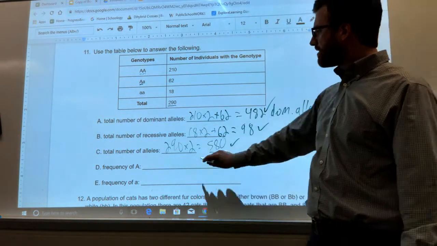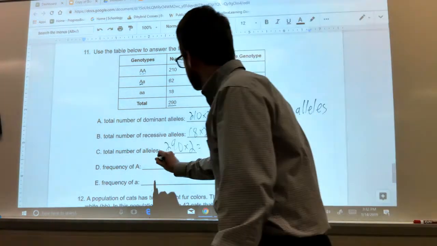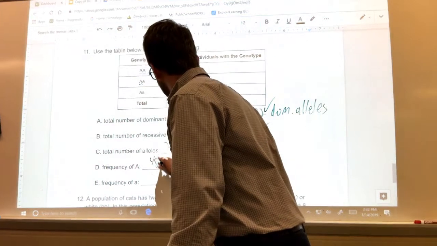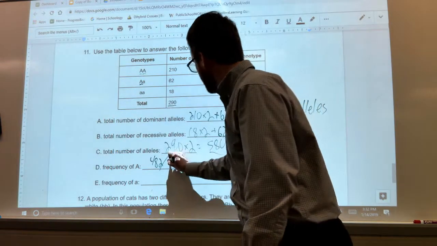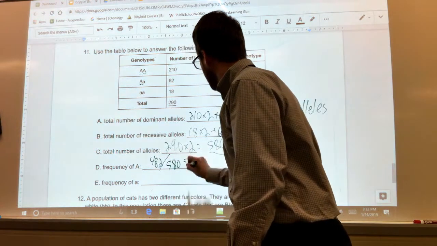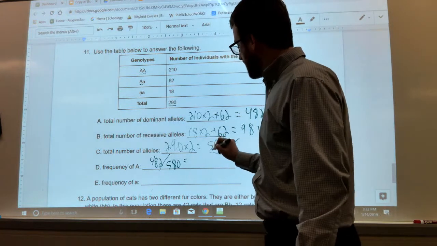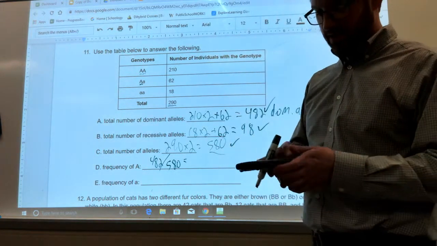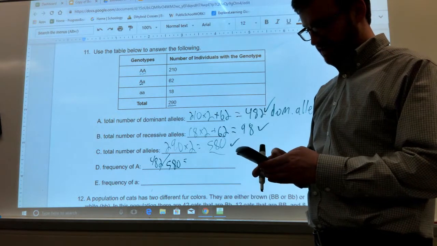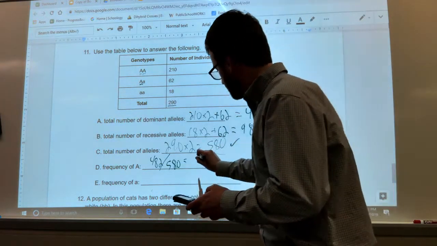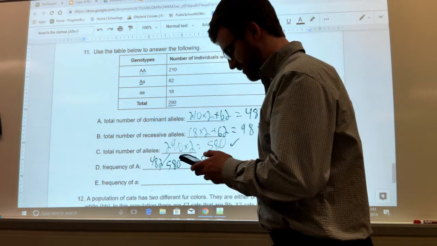Perfect. So now the frequency of A, or the dominant allele, all you do there is 482 divided by the total, which is 580. Okay? And then you multiply by 100 to get it into a percent. Let me do it on the calculator. 482 divided by 580 is 0.831.